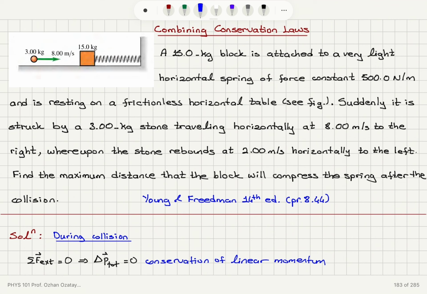Okay, so we're going to write the momentum conservation equation. So what is the initial linear momentum? Total linear momentum initial value is, it was a 3 kilogram stone moving at 8 meters per second in I-hat direction. So it makes 24 kilograms meter per second in I-hat direction.